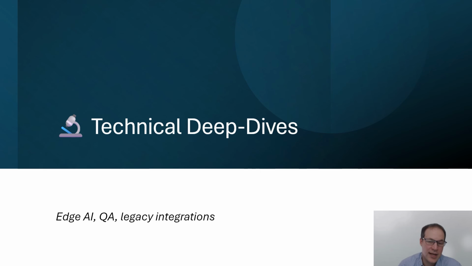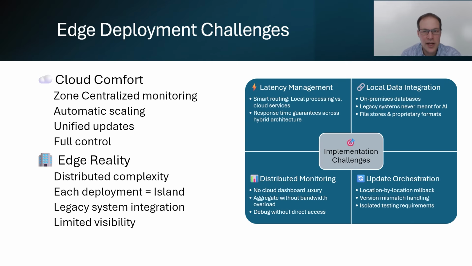Let's look now at our technical deep dives. Here we're going to talk about edge deployments, QA, and integrations with legacy technologies. Let's talk about edge deployments. When you deploy AI agents locally, on on-premise servers, regional data centers, or local PCs, you inherit challenges that are not there when you're in the cloud. Cloud gives you centralized monitoring, automatic scaling, and unified updates. When you're local, each instance is its own island that somehow needs to stay coordinated.